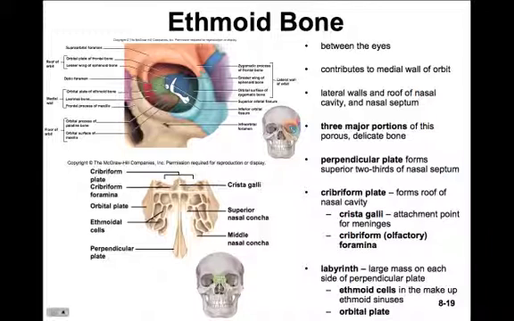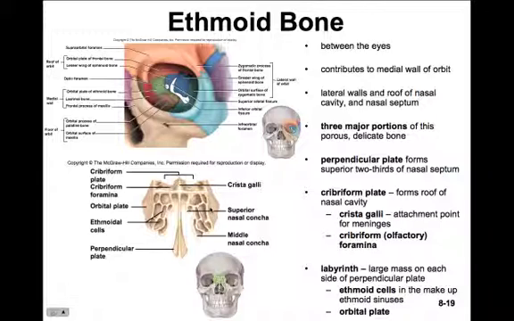So here you see that again, the cribriform plate right here, full of tiny little holes. These tiny little holes take the nerves that are receiving the sense of smell up into the olfactory nerves. The crista galli is this little piece here, otherwise known as the chicken's comb. The perpendicular plate forms the superior 2/3 of the nasal septum. The rest is formed by some facial bones.